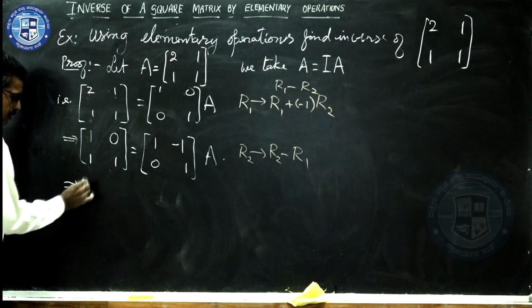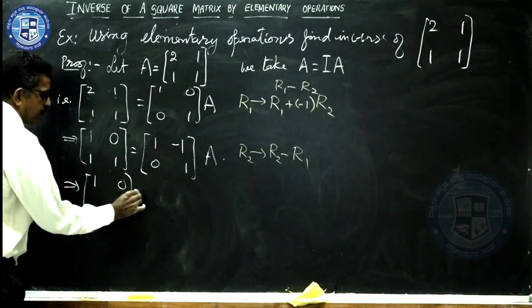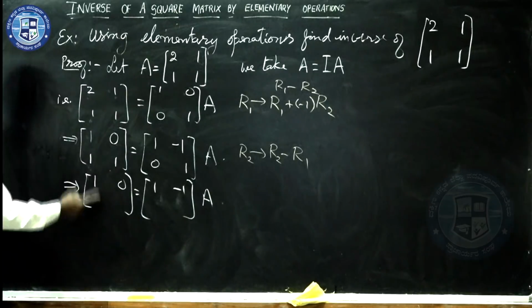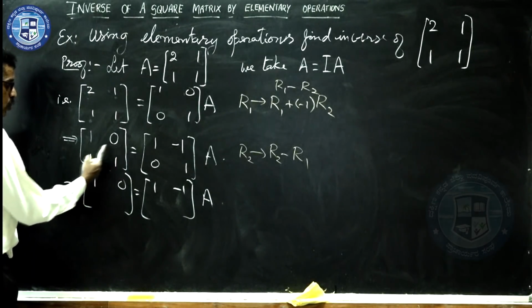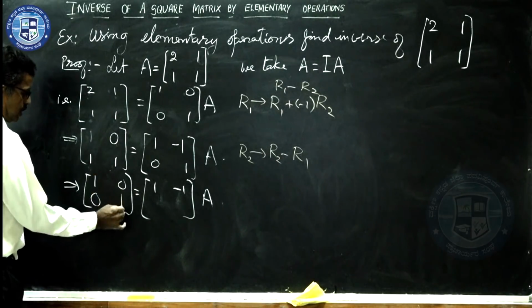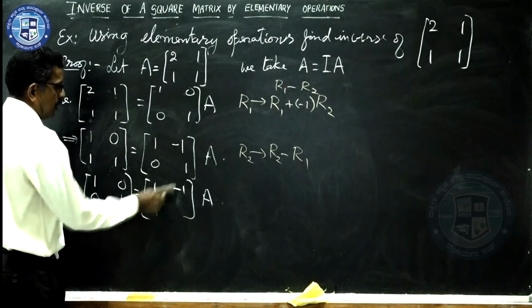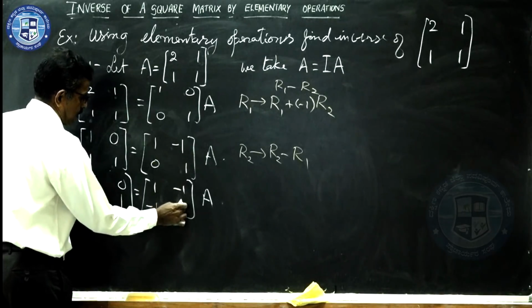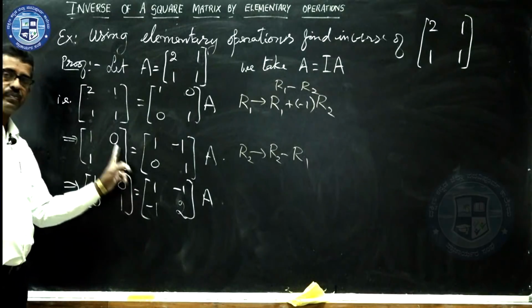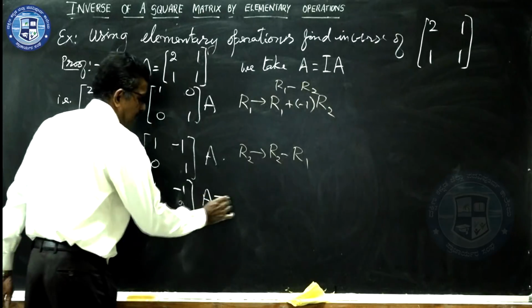Just tell me what you expect here. First row has no changes, therefore I will write the first row first. First row no changes into A. Now, the second row you subtract from the first row. What is 1 minus 1? It is 0. What is 1 minus 0? It is 1. What is 0 minus 1? It is minus 1. 1 minus of minus 1 will be 2. What is this? This is the identity matrix.